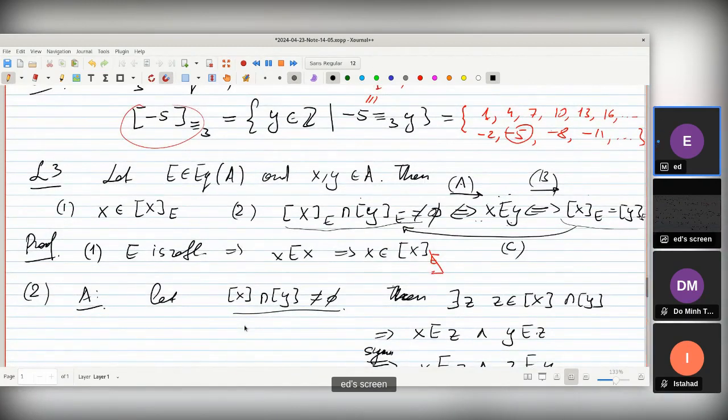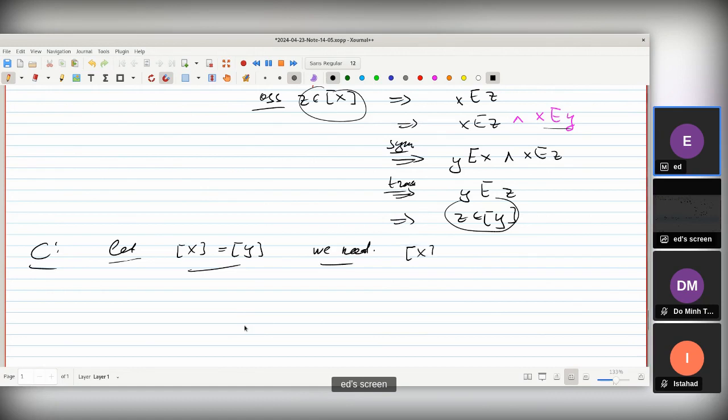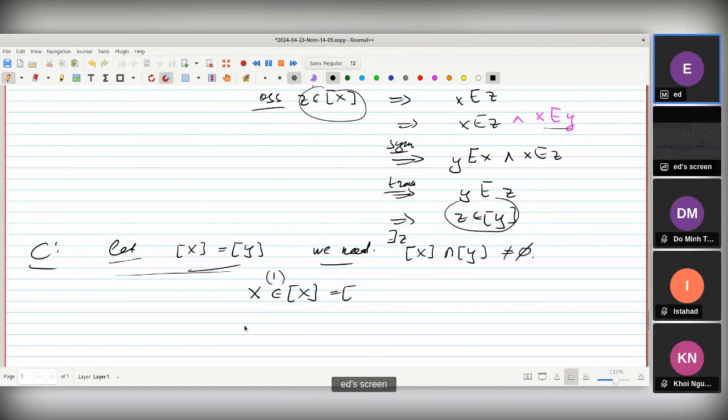And see, if these two classes are equal, then they are not disjoint. This is obvious. If they are equal, they have a common element. Which one? X, say. We require that there is some common element. It's very easy. So we have that X belongs to the class of X by our first claim, which equals the class of Y. So we see that X belongs to both these classes. That's it.